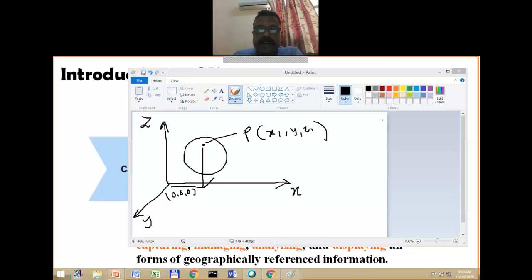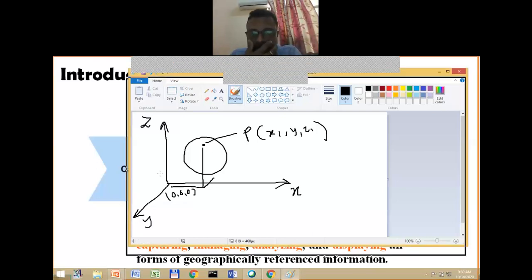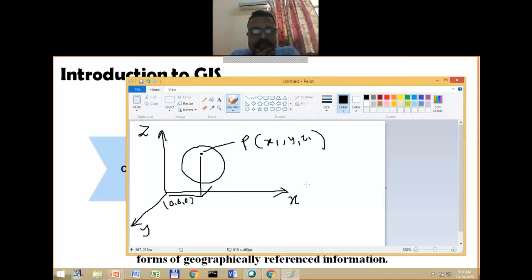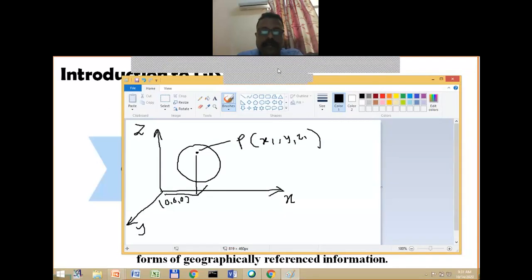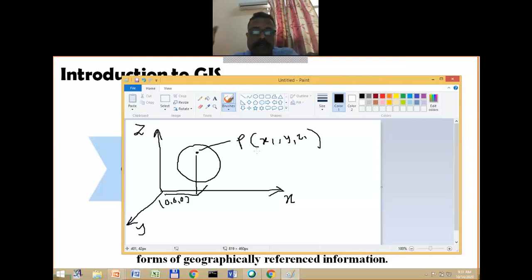Okay, so we were describing what is a coordinate reference system. Because why we need a coordinate reference system? With the help of the coordinate reference system, you can describe your location on the surface of the earth. For example, if this is my location, this point P, remember we have a three-dimensional space in the physical world. That means we have our length, we have our breadth, as well as we have depth or thickness.